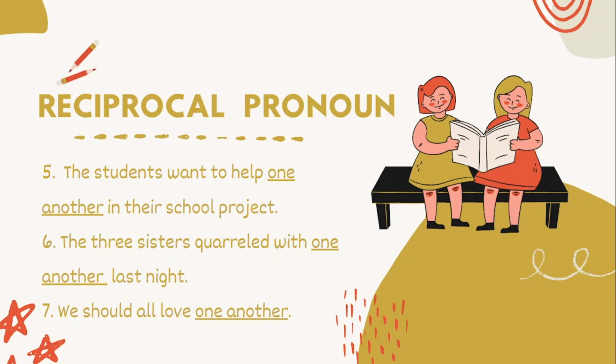The first one should love the second one and third one, and the second one should love the first one and third one. And finally, the third one should love the first one and second one. That is the meaning of this sentence. Here, such a kind of mutual relationship is shown with the word one another. That's why one another is called a reciprocal pronoun.